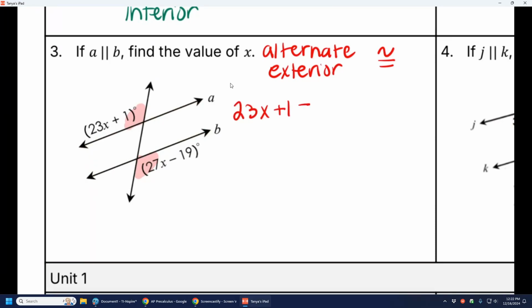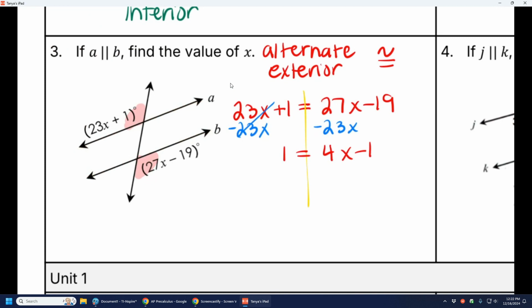23x plus 1 is equal to 27x minus 19. I'm going to put a line down the middle. Okay, there's x's on both sides, so I'm going to go ahead and subtract 23x from both sides. And that leaves me with 1 equals 4x minus 19. Now let's move that 19 over by doing the opposite. We're going to add 19 to both sides, so 20 equals 4x. And then to move the 4, we're going to divide. 20 divided by 4 gives me 5.